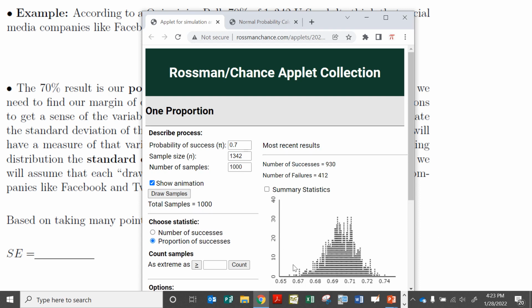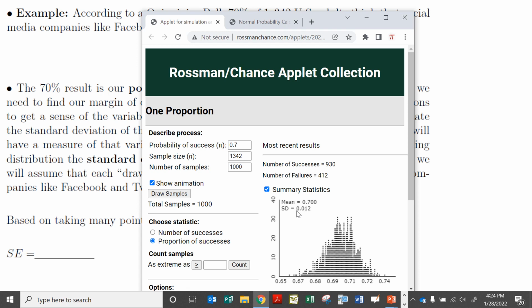Okay, and so we get this familiar curve here. You notice it's got kind of that normal curve shape to it. But what I'm interested in here is how much variation there is in these different sample proportions that we're seeing. And so I'm going to click on this, Summary Statistics.